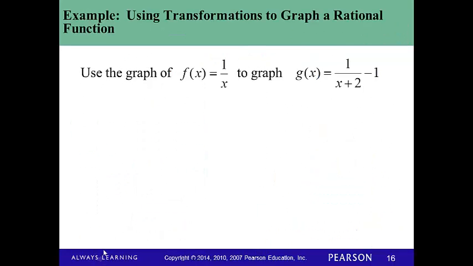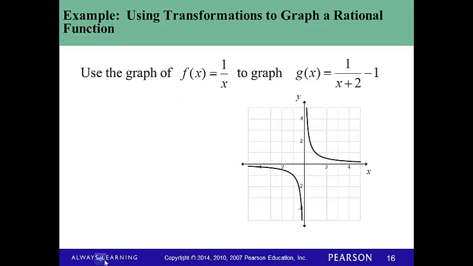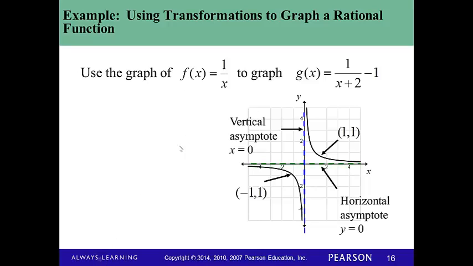Okay, so let's use transformations to graph a rational function. We're going to start by graphing f of x equals 1 over x. And we're going to then graph g of x, which is going to be 1 over x plus 2 minus 1. Okay, so with your graphing calculator, you can graph 1 over x. It has a horizontal asymptote at the line y equals 0, and it has a vertical asymptote at the line x equals 0.